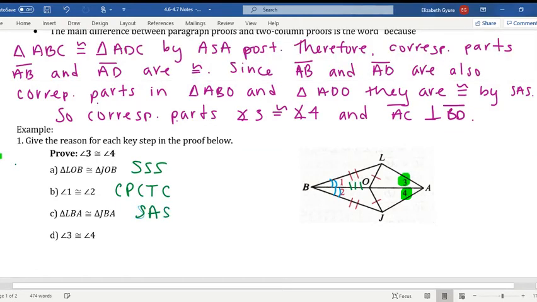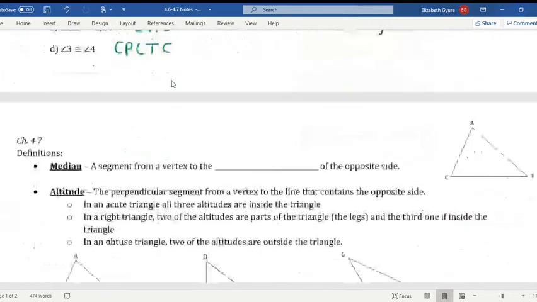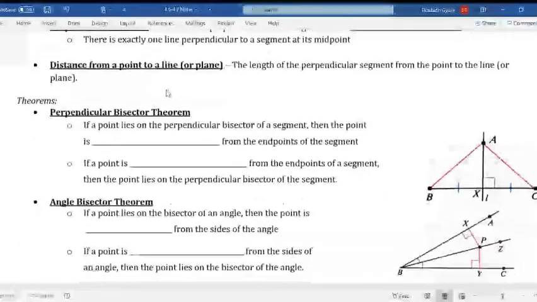Yeah, side angle side. Yeah, I misread it. Good. And now we know 3 and 4 are congruent again by CPCTC. Good.